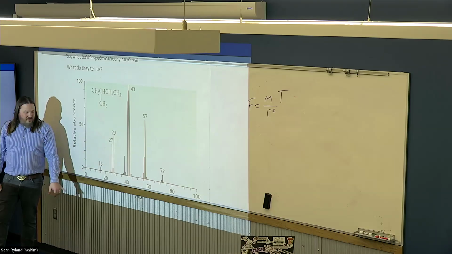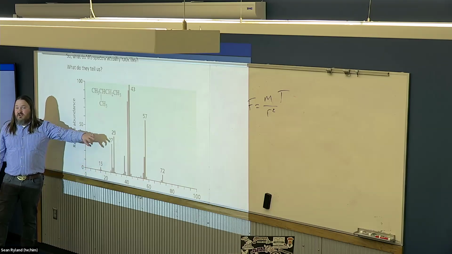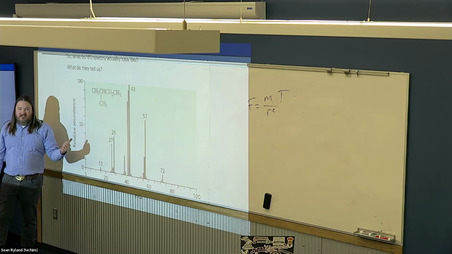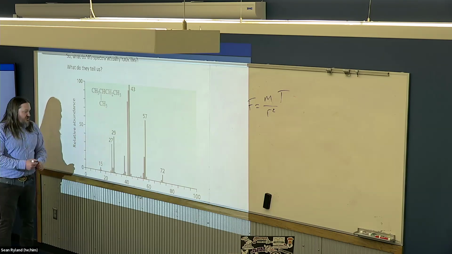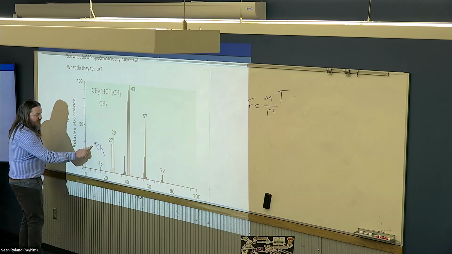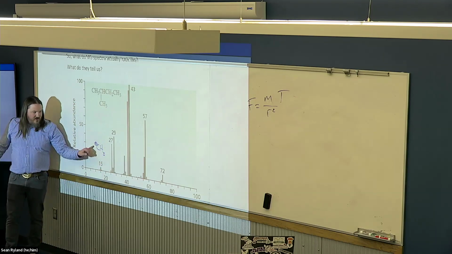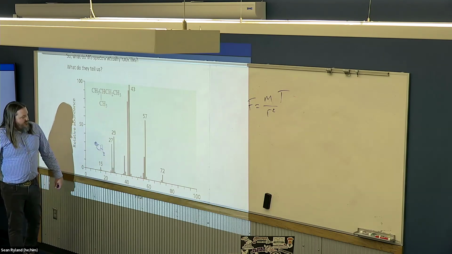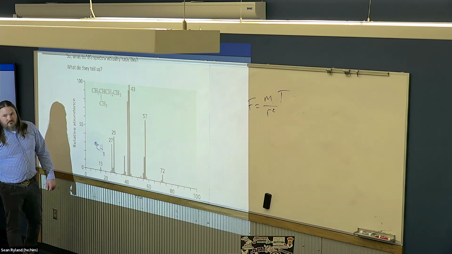Mass of 15 would be really nice. CH3. Yeah. So there are certain characteristic numbers that show up all the time. So CH3, a methyl cation, is going to show up with a signal of 15. What could 27 be? Or 29?